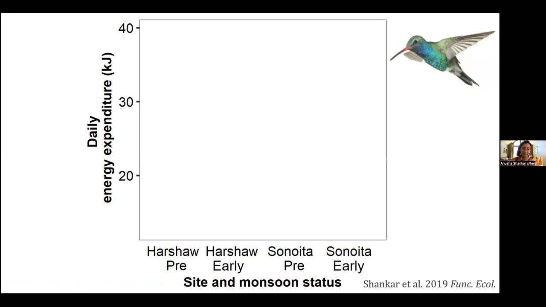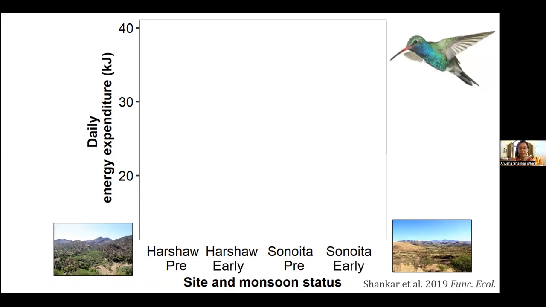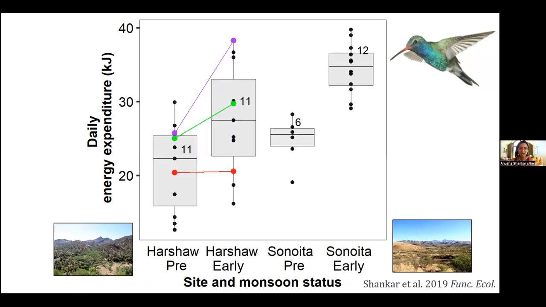We thought it would be a lot. So this plot has daily energy expenditure on the y-axis, Harshaw Creek, which is the shady one, on the left, and Sonoita on the right, and different monsoon statuses on the x-axis. Each point here is an individual bird, and the colored points are a single individual that we recaptured in different seasons. You can see some of them maintained their daily energy expenditure, and some of them increased it, sometimes hugely. What was really striking to me when I first saw this plot is that Sonoita Creek in the early monsoon doesn't overlap with Sonoita Creek in the pre-monsoon in terms of its daily energy requirements for the birds. So birds were hugely increasing the amount of energy they were spending in Sonoita Creek in the early monsoon.